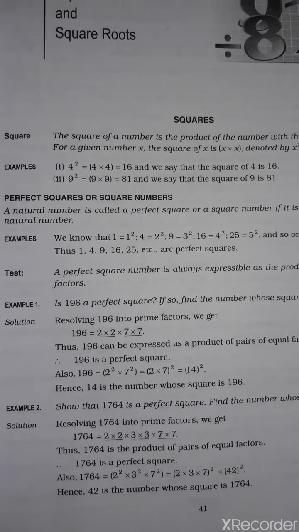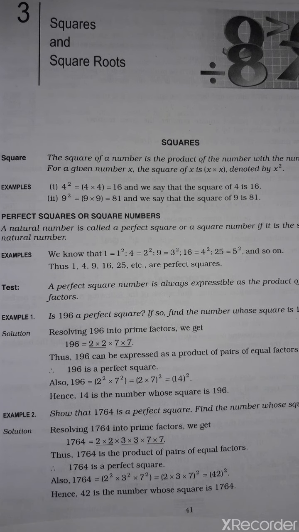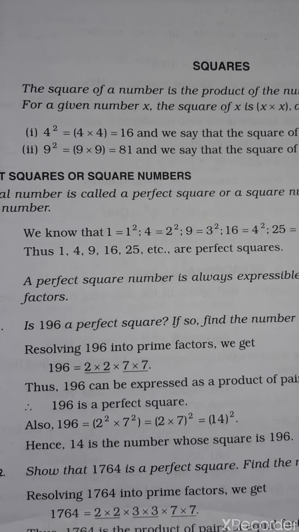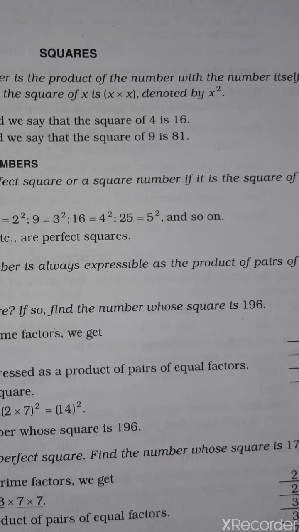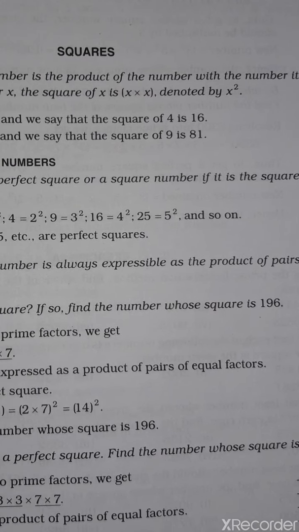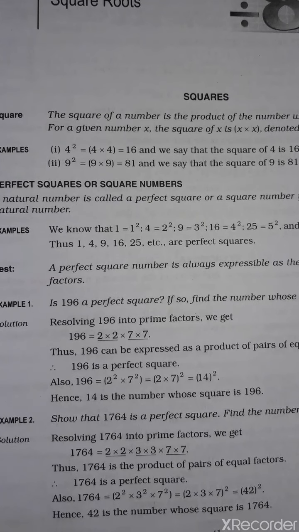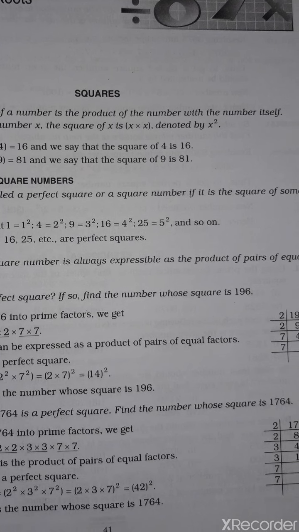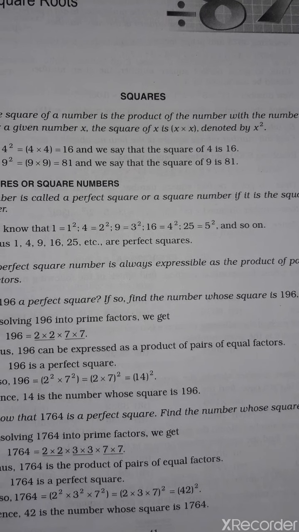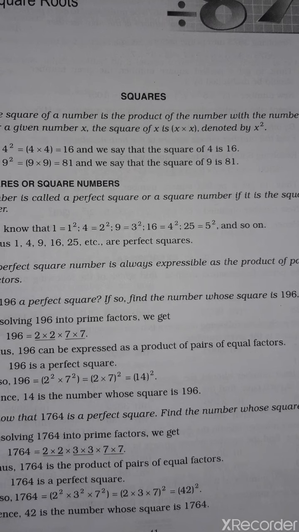So let's move ahead. See this line. A perfect square is always expressible as the product of pairs of equal factors. To understand this line, let's see example number 1. In example number 1, it is given: is 196 a perfect square? If so, find the number whose square is 196.